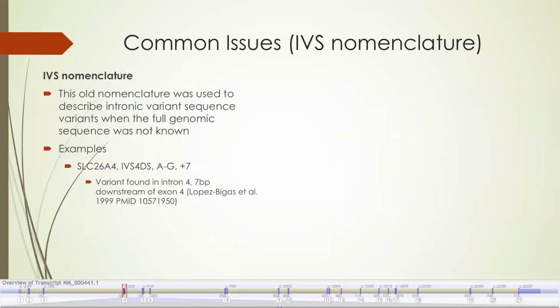The first example of a lot of the issues that are from older papers is that a lot of authors used an old nomenclature that is IVS nomenclature, which is intronic variation sequence, used to describe splice site variants or intronic variants. An example of this is this SLC26A4 intron 4 variant that basically just reads, and I know many people may know this, but this is basically just saying that there's an A to G change 7 base pairs from the downstream end of exon 4.